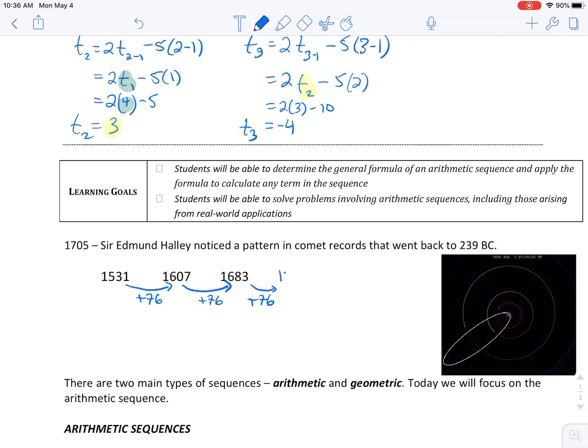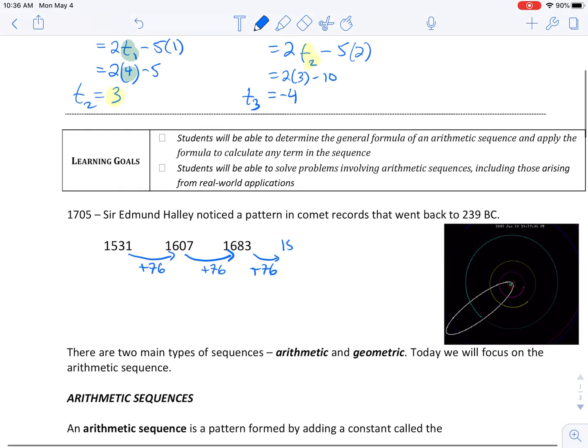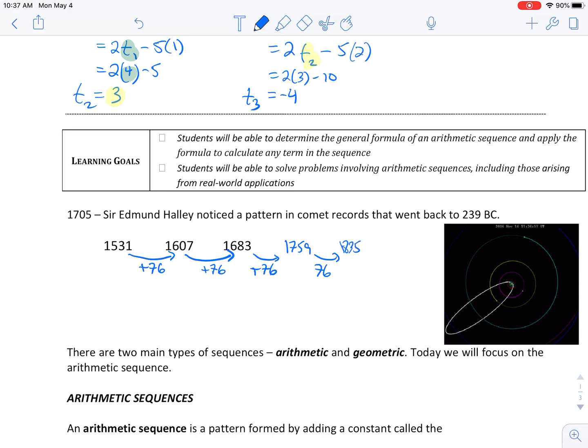Unfortunately, he was dead by the time it happened, but all he did obviously was add a common difference here. And so he predicted it would come back in 1759. And it did. And then it continued to come back, so they named this comet after him. And if I keep adding these on, I think it was 1911.